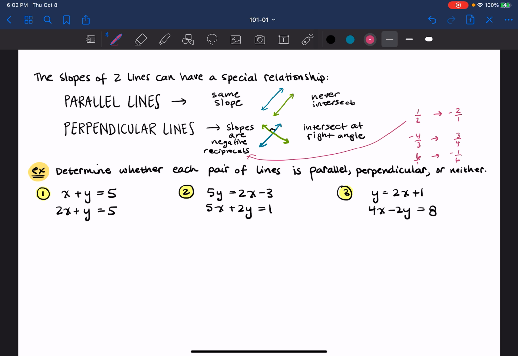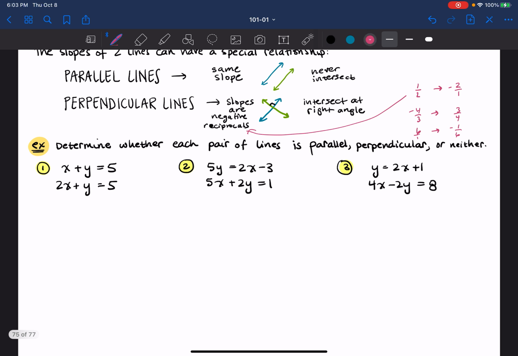All right, so let's take a second to determine whether each pair of lines here is parallel, perpendicular, or neither. All this amounts to is figuring out the slope of each line. And we know that if we can write the lines in y equals mx plus b form, then we can just read off the slope and it'll be super simple. So for all of these, you want to rewrite into y equals mx plus b.